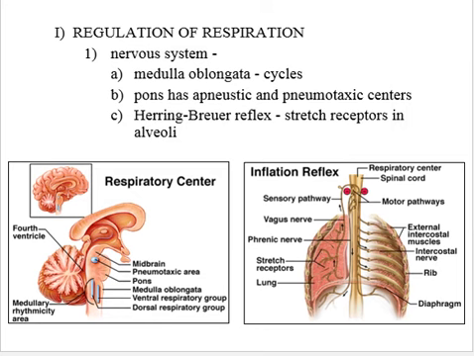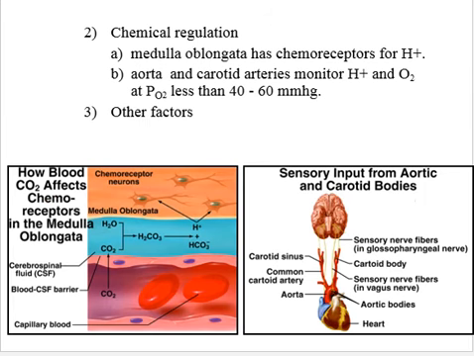All right, so this is the nervous system regulation. Now, what we really haven't talked about yet is any kind of feedback loop. We said the medulla cycles, the pons has the apneustic and pneumotaxic centers, but we haven't linked it to a feedback loop. Well, I guess Hering-Breuer, but we haven't really linked it to a feedback loop. That's why we need to talk about chemical regulation of respiration.